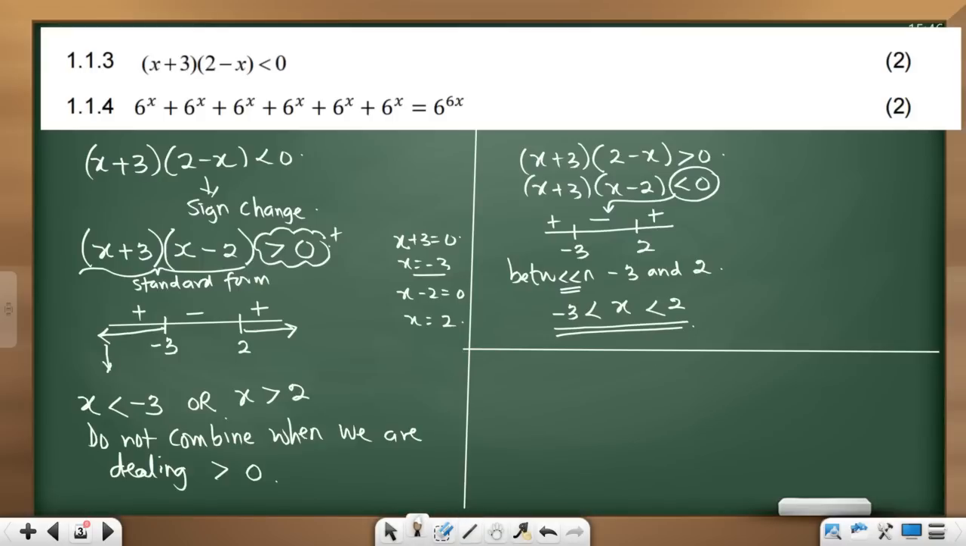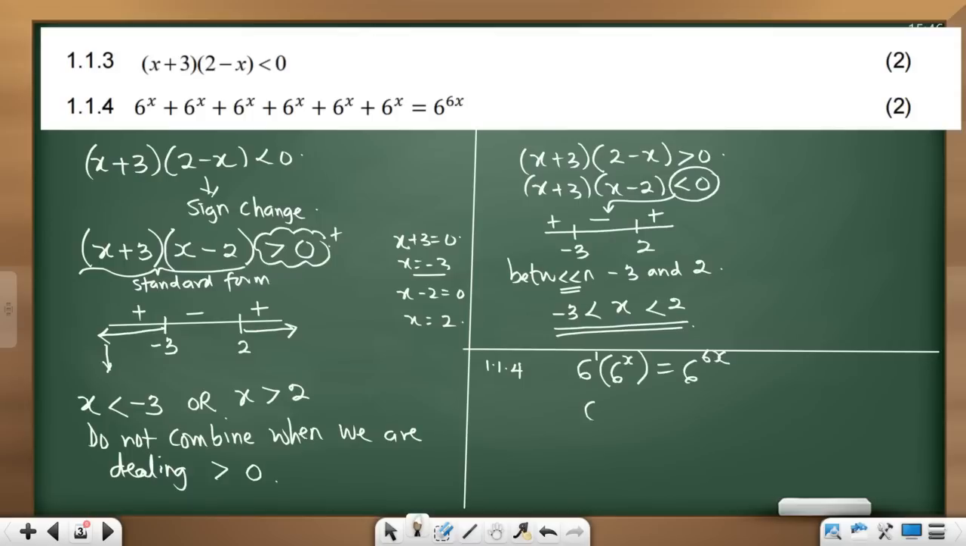6 to the power, how many? 1, 2, 3, 4, 5, 6. 6 of them. All right, number 1.1.4. Since there are 6 of them, you can see the question. I'm just going to say 6 into 6 to the power of x equals 6 to the power of 6x. It's like saying, guys, k plus k plus k plus k plus k plus k gives me 6k.